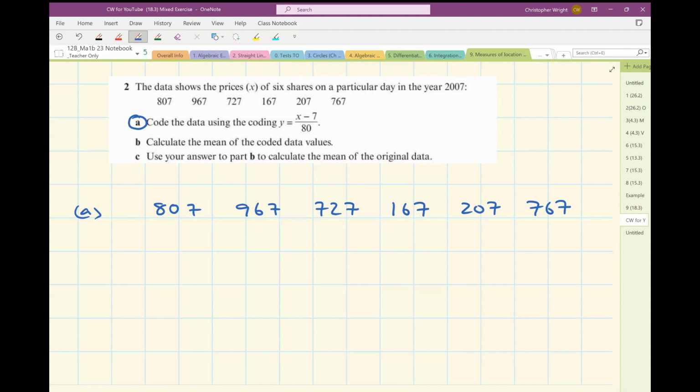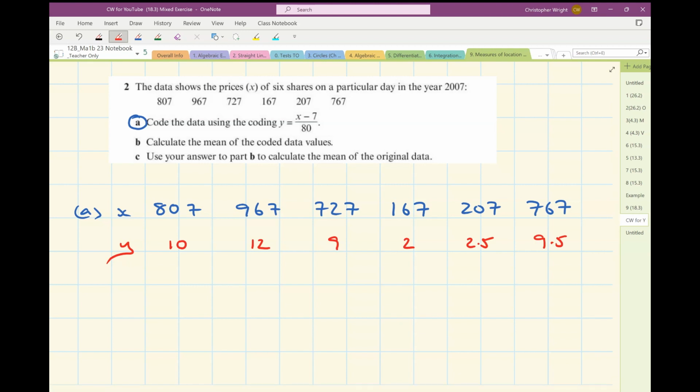So here's my x, so I'm going to put y here in a different colour, and each of my y values I'm going to calculate by doing the x value, take away 7, divided by 80. So that gives me 10 there, 12 there, 9, 2, 2.5, and 9.5.